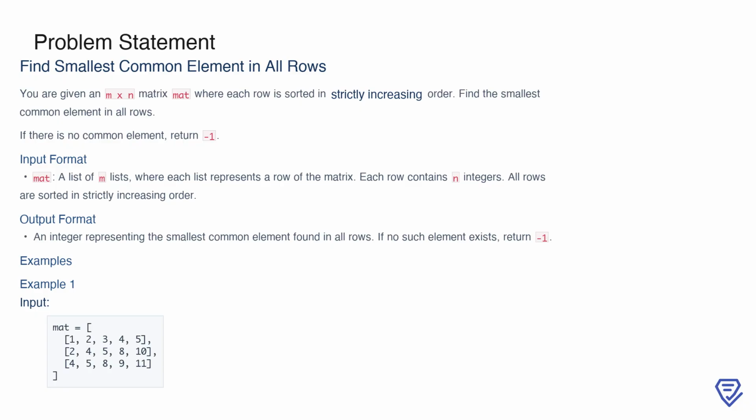The input is provided as a list of lists, where each inner list represents a row of the matrix, and the output will be a single integer representing the smallest common element or -1 if there is none. Let's look at some examples to clarify this further.